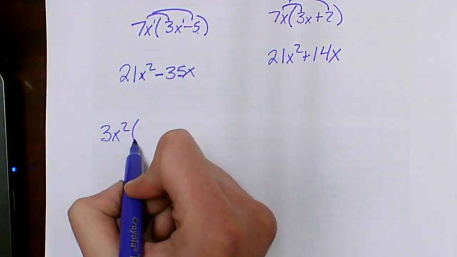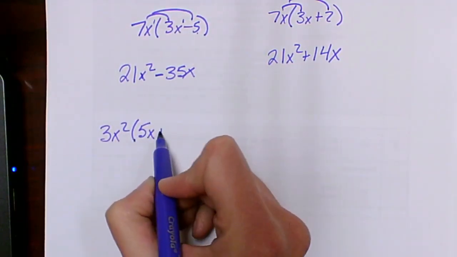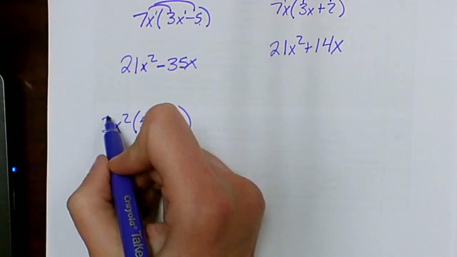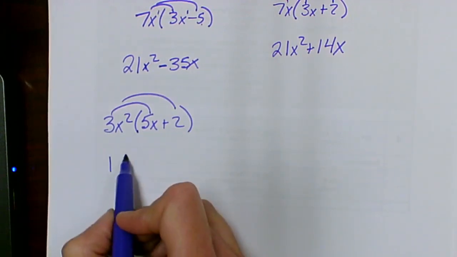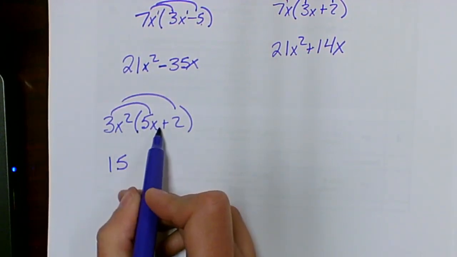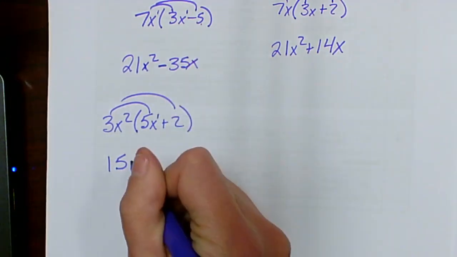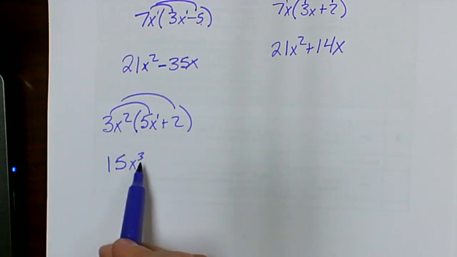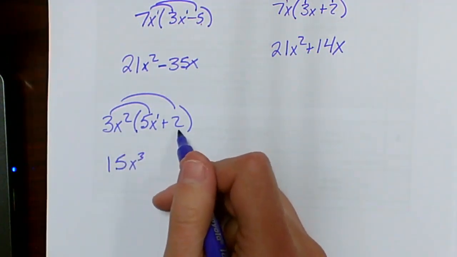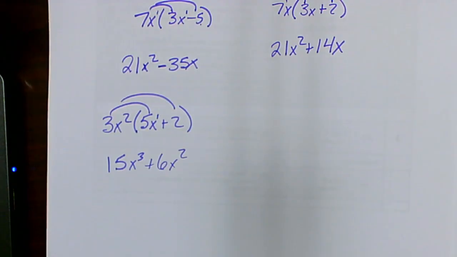3x squared times 5x plus 2. Distribute the 3x squared. So we have 3 times 5, which is 15. X squared times x. You add the exponents, so we'll have x to the third. We actually have 3 x's being multiplied together. If we have 3 x's multiplied together, you use the definition of exponent, which would be x to the third, or 2 plus 1 is 3. 3 times 2 is 6, and then we bring our x squared over.